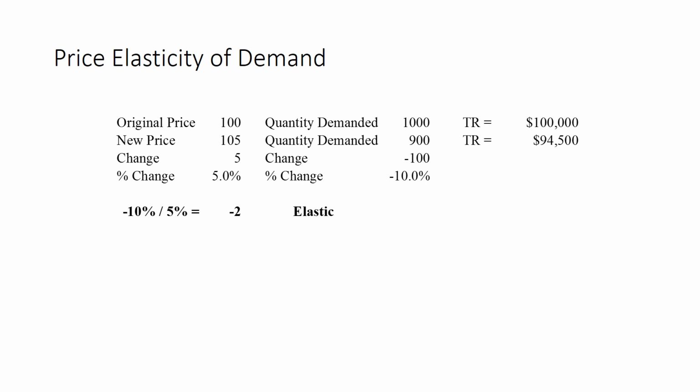Now look at the columns. Price increased 5 percentage points. Demand decreased 10 percentage points. 5 divided by minus 10 equals minus 2. The absolute value of the ratio is greater than 1, so demand is elastic.